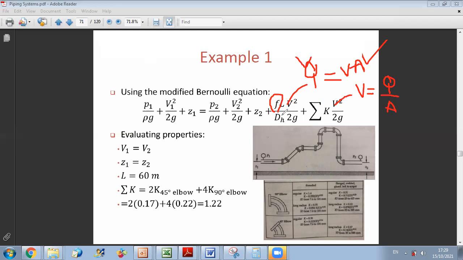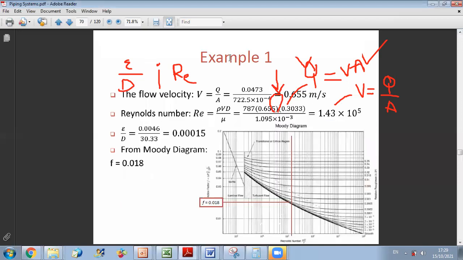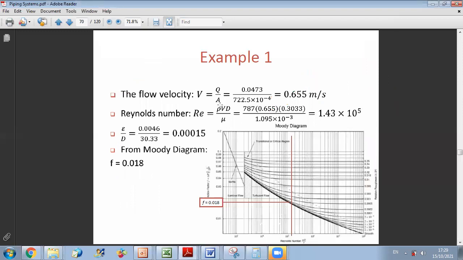But here it's very simple to get the friction factor, because you know epsilon over D and you know Reynolds. So you have just one unknown, which is F. So which chart can you use here? The first one, the Moody chart directly. After calculating the flow velocity, Q over A, and calculating the Reynolds number, rho V D over mu, knowing the value of epsilon over D, you go to the Moody diagram, okay?